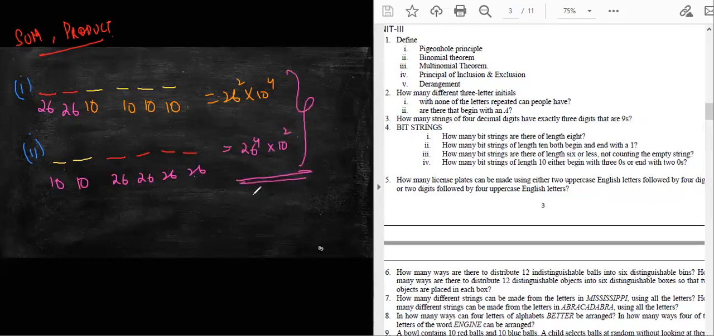Now these two need to be added. Why? Because these are two entirely different tasks, and the sum rule states that if there are n1 ways to do one task and n2 ways to do the other task, and none of the ways of n1 and n2 are similar, then the number of different ways to perform the task is n1 plus n2. So your solution will be 26 square into 10 power 4 plus 26 power 4 into 10 square. So this is the solution.